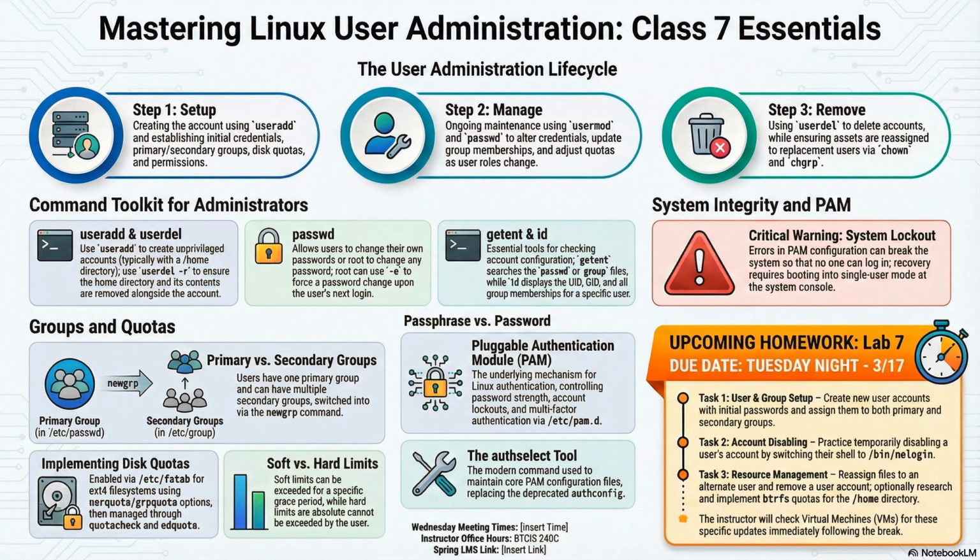So let's run through the checklist. You need to create user accounts and assign them initial passwords. You need to create groups and assign users to them. And do not forget to append when adding secondary groups. Yes, the -a flag. You need to alter a primary group and test that it worked. There is an optional task to test disk quotas for the home directory. And remember, the notes specify you should research how Btrfs handles this, not just traditional systems. Right. You'll also need to practice temporarily disabling a user using that bin/login shell.